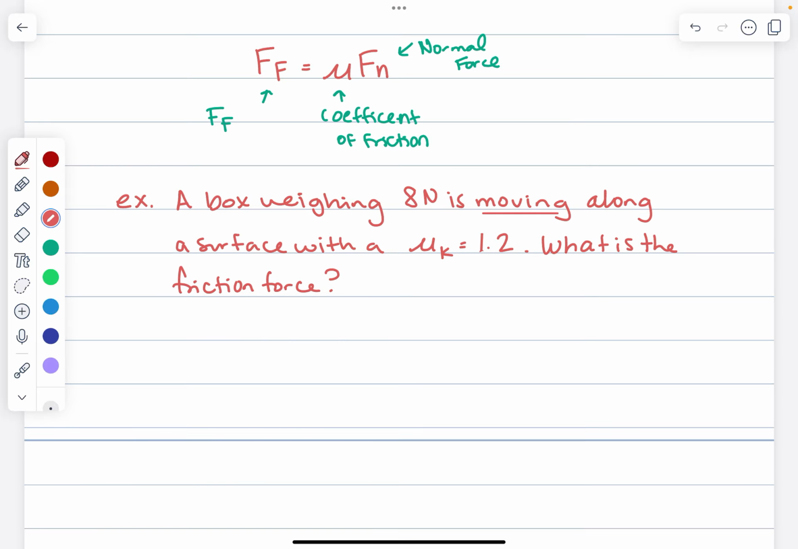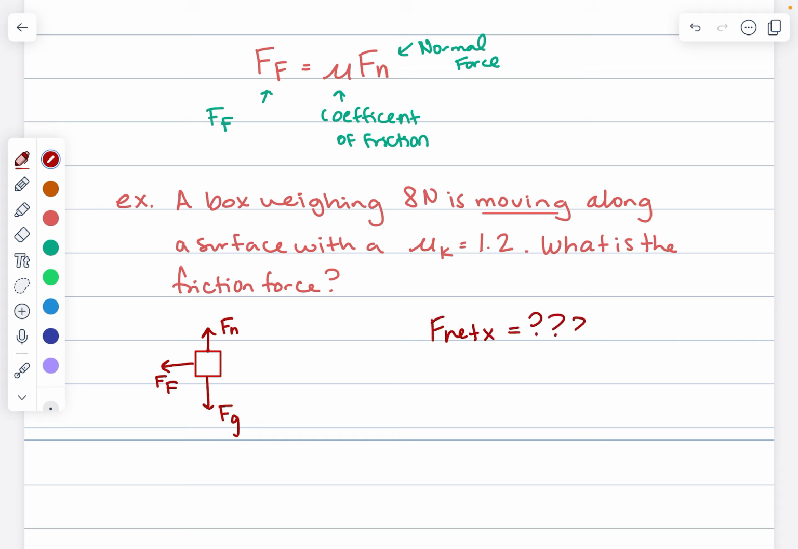So I'm going to still do all of the same steps. I'm going to write out the free body diagram, FG, FN. I don't know why it's moving. I don't know if it's speeding up or slowing down. The only thing I know is I have the force of friction. So in the F net X direction, I don't know what's happening. I don't know if this box is being pushed. I don't know if it's slowing down. I don't know if some other force is acting on it. All I know is it's moving. It might be being pushed. It might not.